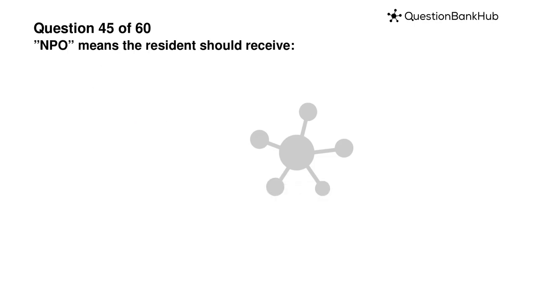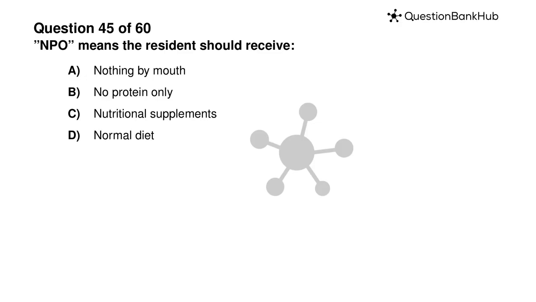Question 45. NPO means the resident should receive: A. Nothing by mouth. B. No protein only. C. Nutritional supplements. D. Normal diet.